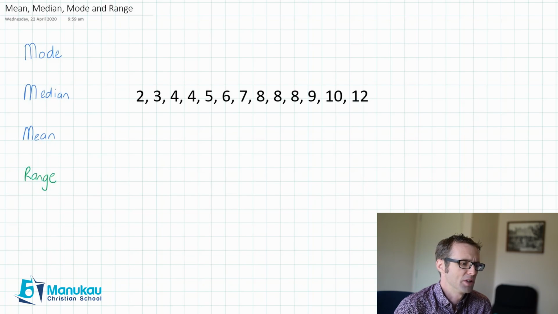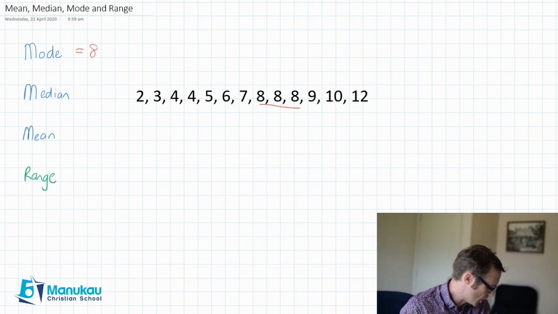I've just got some numbers. I think there's 13 of them: 4, 5, 6, 7, 8. Yeah, there's 13 pieces of data here. Now, the mode is the item of data that has the greatest frequency. So you can see here that our mode is going to be equal to 8 in this case, because we've got 3 8s, and that's the number that appears the most.